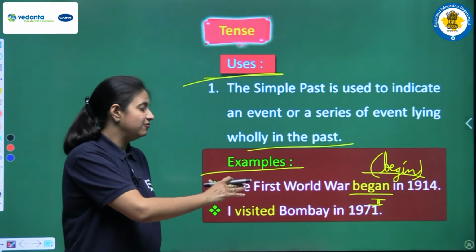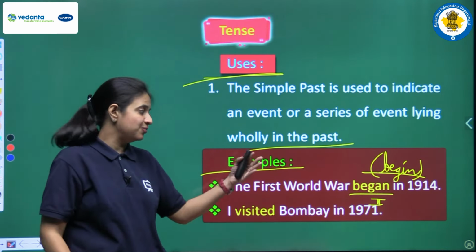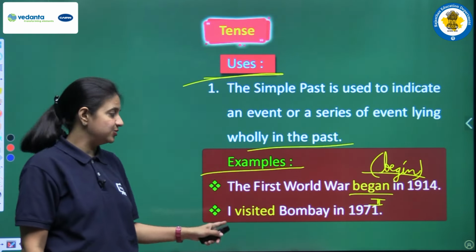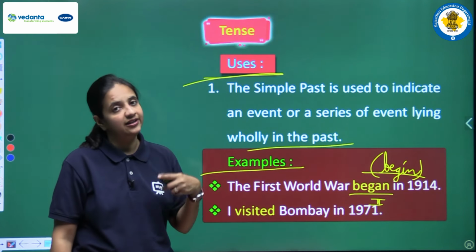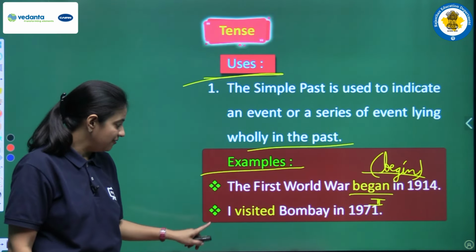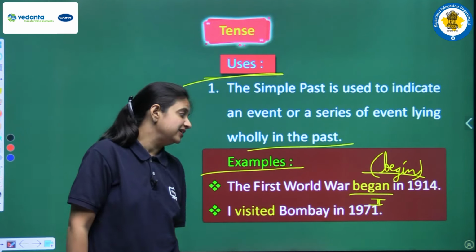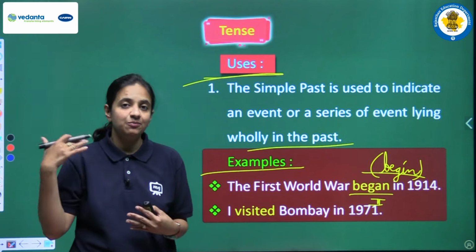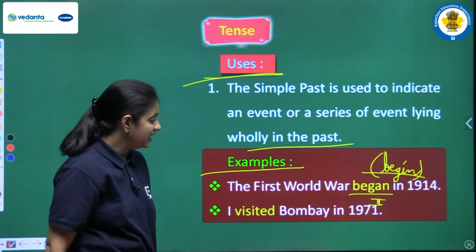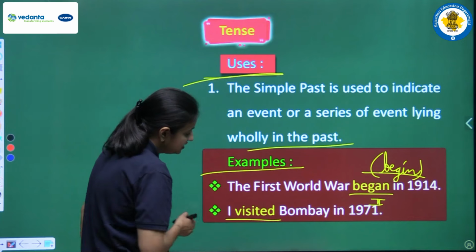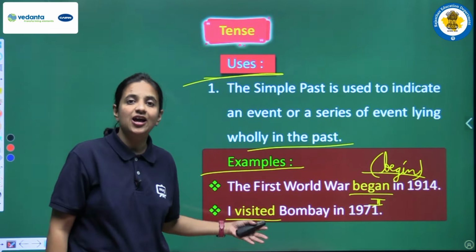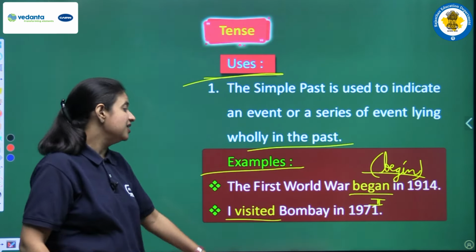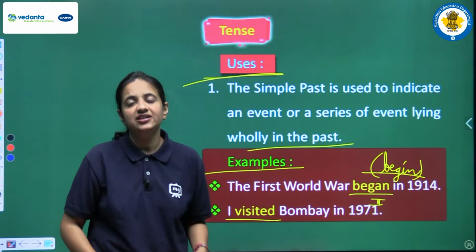So we know that we will write the second form here, and this is a positive sentence and the verb is begin, so we will write the second form, that is began, and the sentence will be the first world war began in 1914. Second example that we are having here is I visited Bombay in 1971. So here also we are talking about one event that actually happened in the past, in 1971, and again this is a positive sentence, so we will write the second form, visited. In the bracket we will have visit here, so we will change visit to the second form, that is visited, and the sentence will be I visited Bombay in 1971.